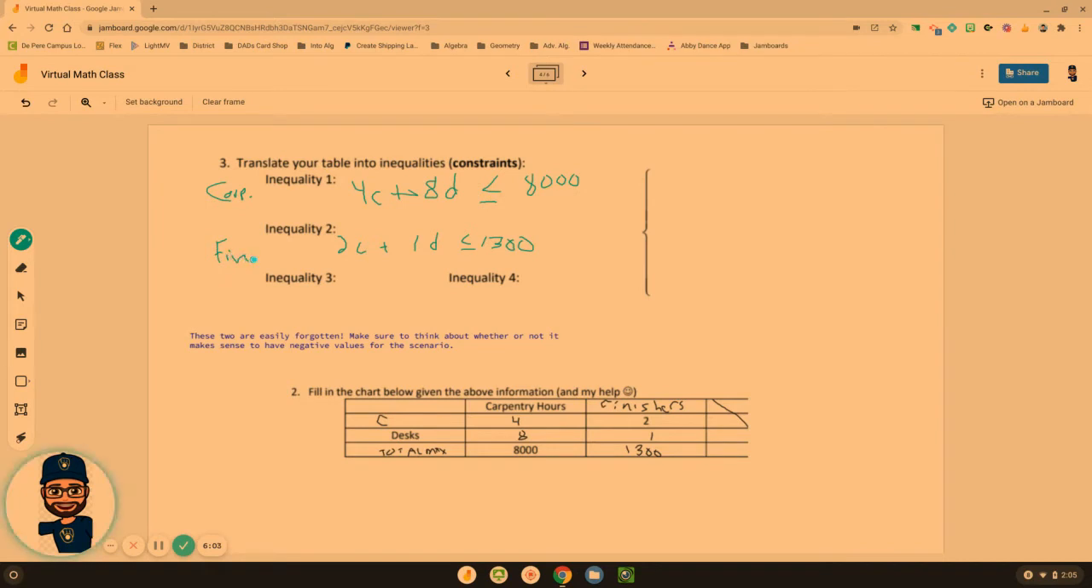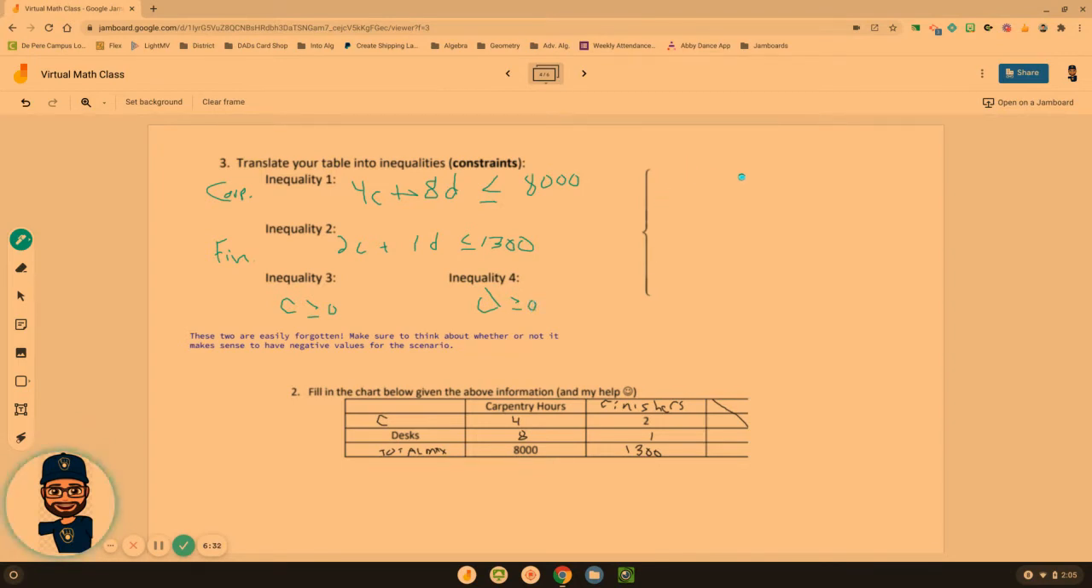Now, it's asking us for 2 more inequalities, and these are the ones that often get missed the most. We've talked about them before, but we have to see, does it make sense to have negative values? Can I have negative hours worked for these carpenters? Can I have a negative amount of chairs that we build? And we can't. So we're going to say that C has to be greater than or equal to 0, and we're also going to say that D has to be greater than or equal to 0.